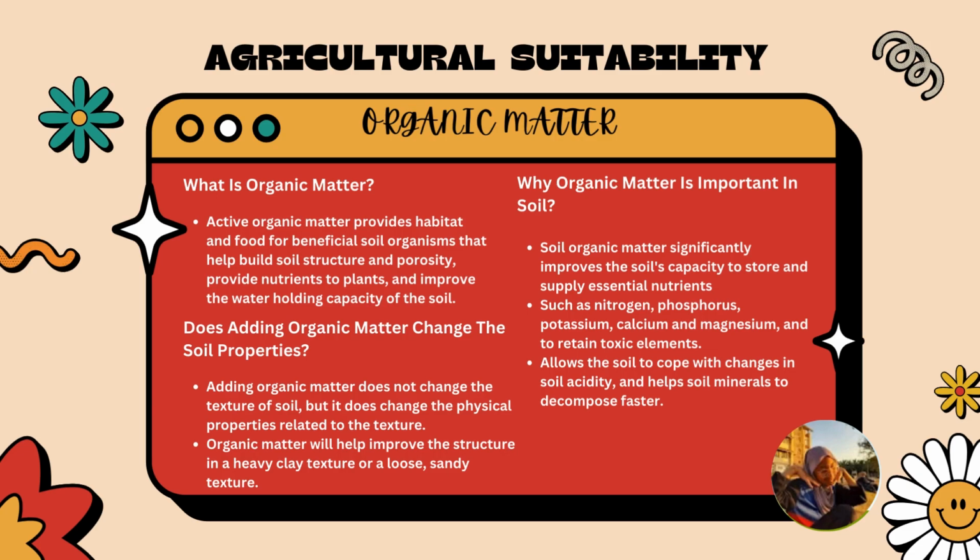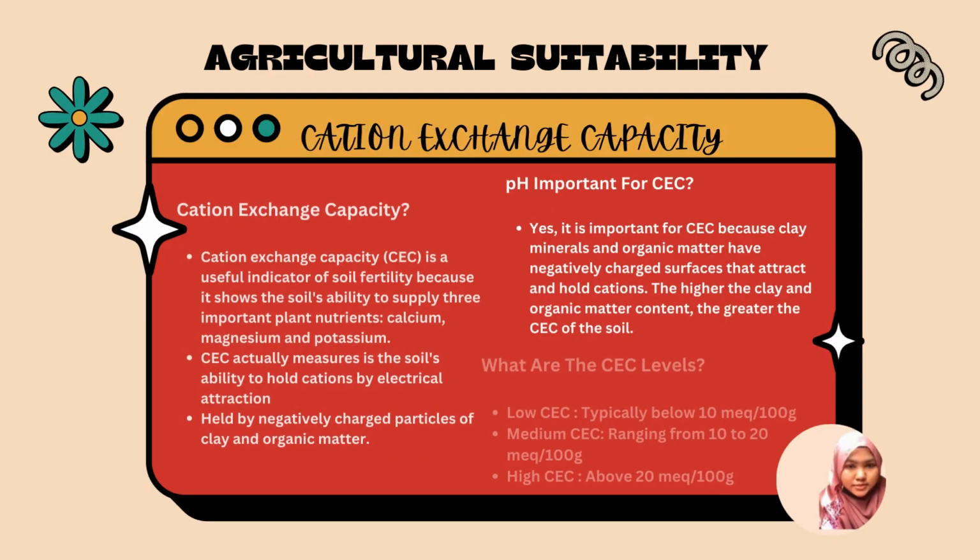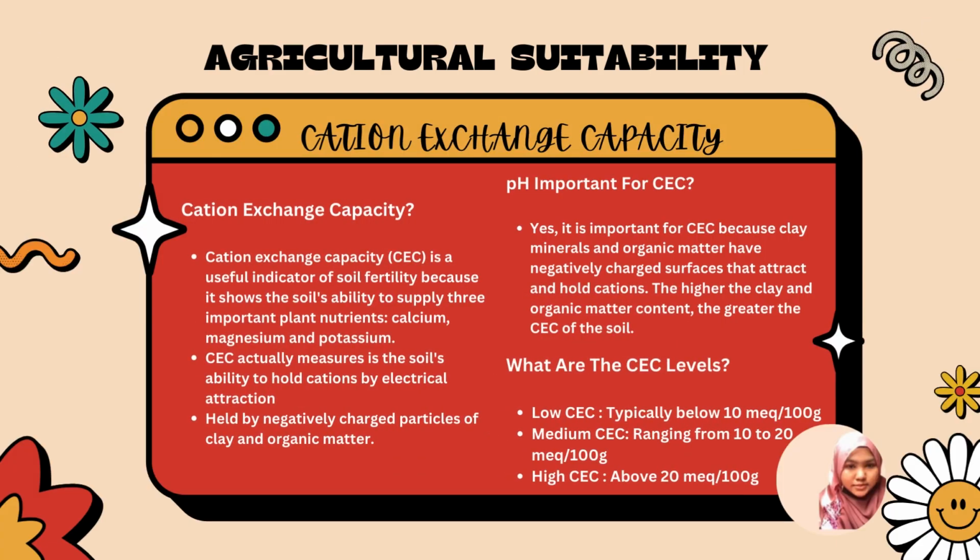It also allows the soil to cope with changes in soil acidity and also helps soil minerals to decompose faster. Cation exchange capacity. Cation exchange capacity is an indicator of soil fertility as it shows the soil's ability to supply three important nutrients of plant which are calcium, magnesium and potassium.